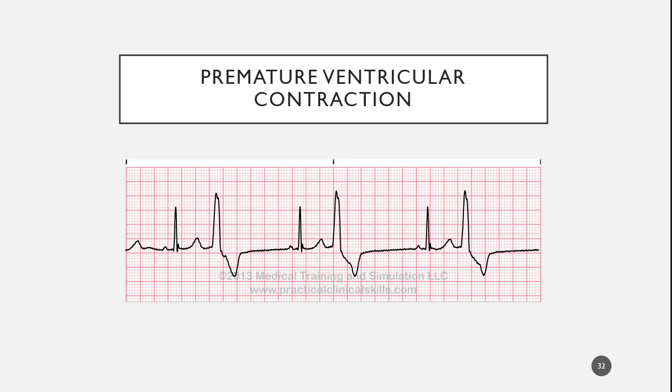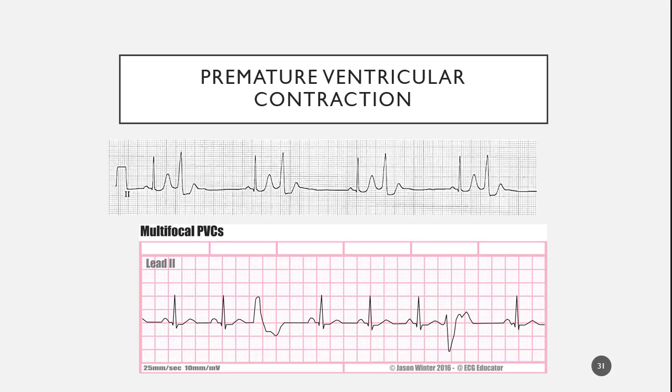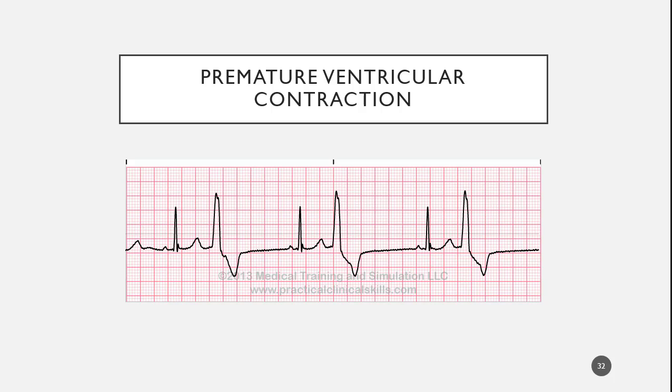Now, when we see a rhythm like this, first of all, let's identify it. 6-second strip, give me the rate. Rhythm. Regularly irregular, okay? P waves. They're there, but not every QRS has them. For the QRS complexes that have them, what's your PR interval? Normal.